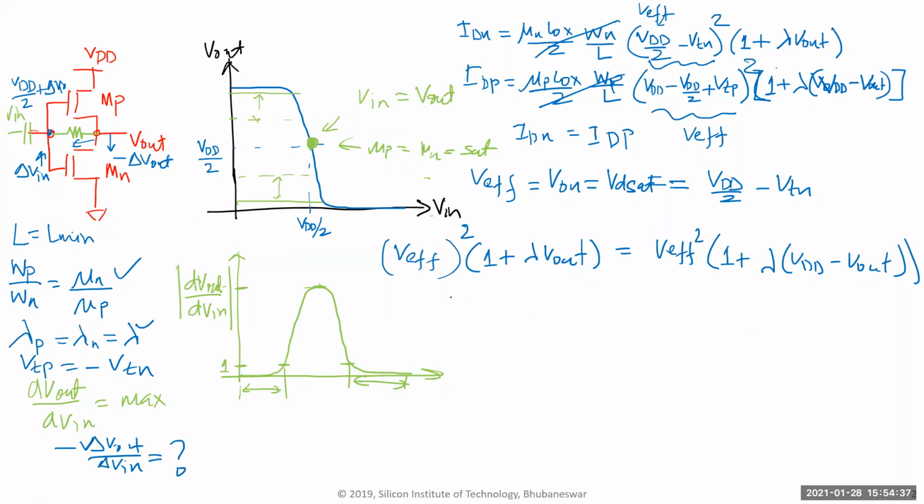Okay. So if I do that, then this is going to be (V effective plus delta V in) square, right? Times (1 plus lambda V out). Then because now the currents have to be equal, right? Your square term has gone up. That means your output voltage has to go down to cancel it, right? Because the current has to be the same. So that means this will be minus lambda delta V out, right?